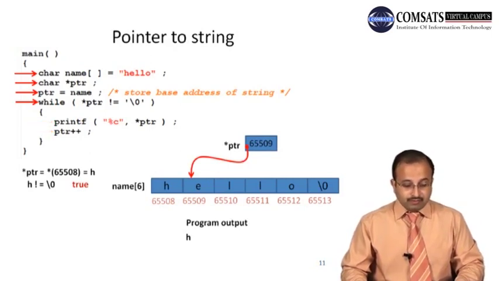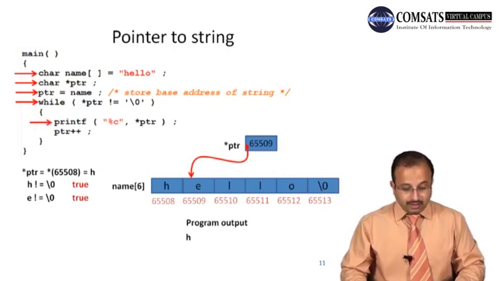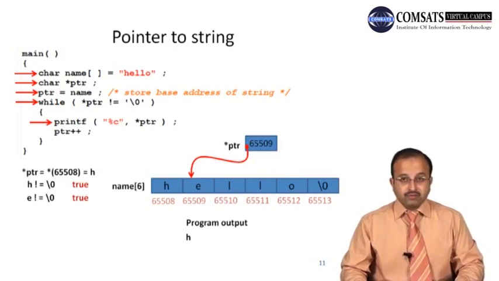And then we have a condition in the while loop, *PTR is not equal to null. What is *PTR? *PTR is *65509, that is the value at address 65509, and that value is e. So e is not equal to null, the condition is true, and then it comes inside the loop and executes this printf statement. Now in this printf statement we are going to print the character. Which character?